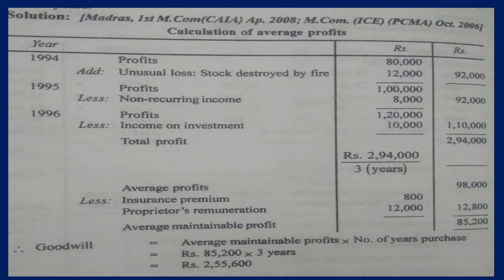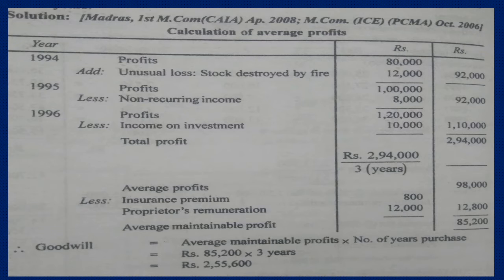92,000, then again 92,000, then 1,10,000 for the third year. The total is 2,94,000. For the average, you divide by 3, since it is three years' profit. The average you get is 98,000.